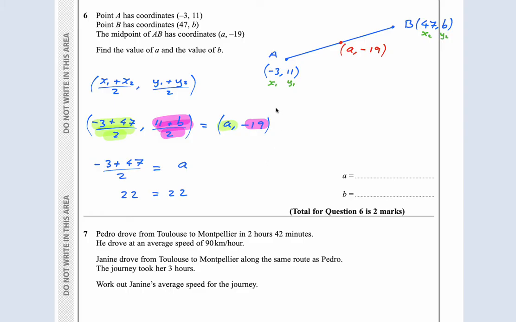And then the B one, slightly more tricky. I can say 11 plus B over 2 equals negative 19. And then I have to solve this equation, multiply by 2. So 11 plus b equals 2 times negative 19, which is negative 38. And then b is negative 38 minus 11, which is negative 49. So I'm left with a is 22 and b is negative 49. Okay, not an easy question.